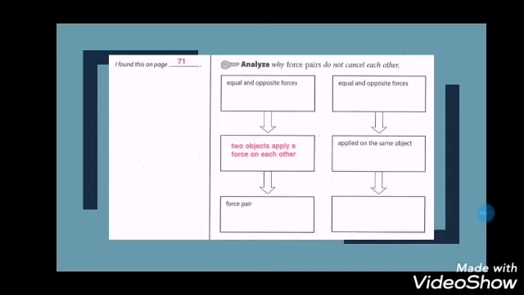We said we have two forces, they are equal but opposite in direction, but they are not applied on the same object. This is why I have a force pair. Whereas when I have equal and opposite forces applied on the same object, I will get balanced forces, or net force equals 0.